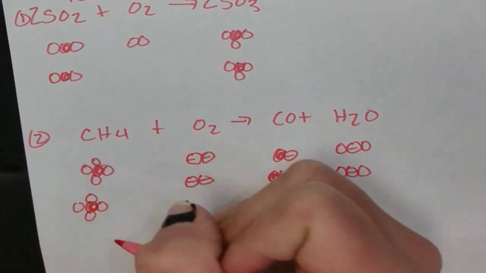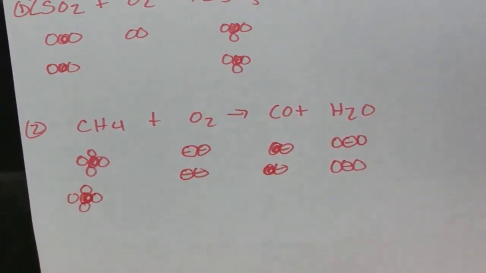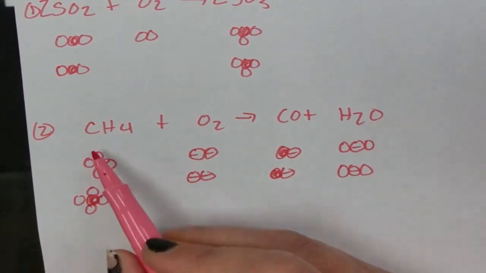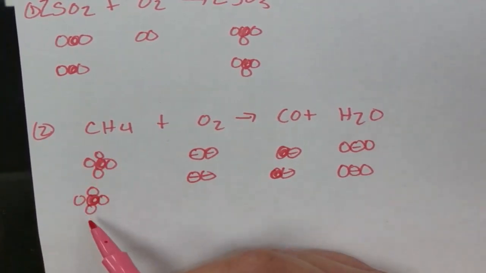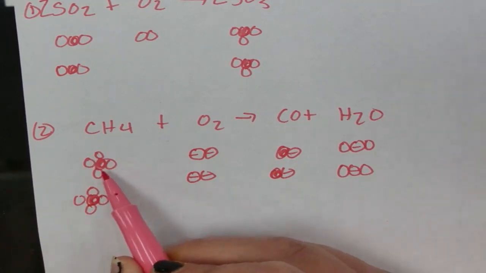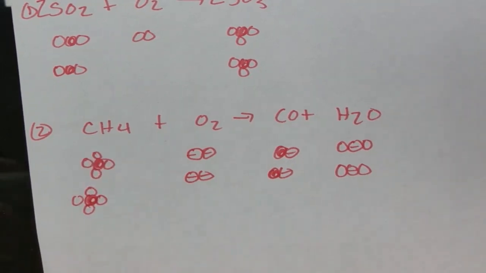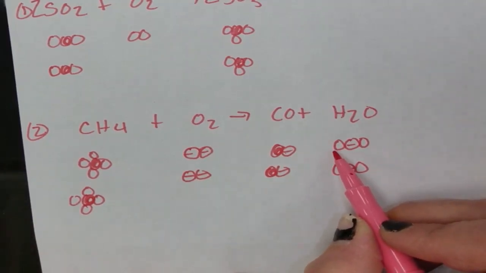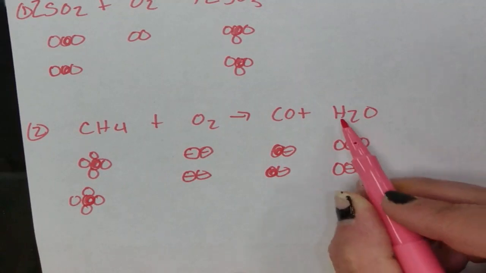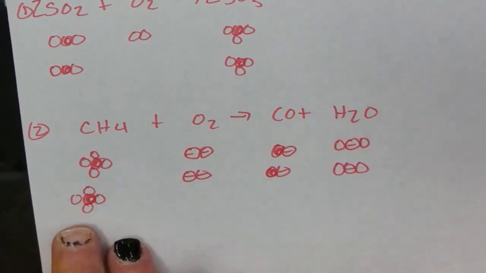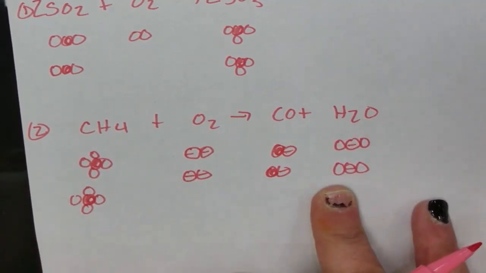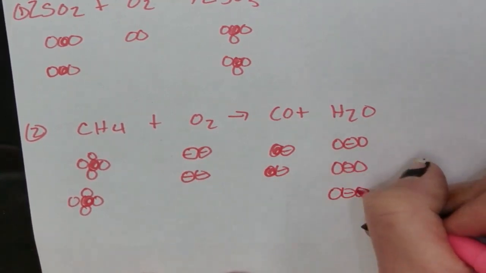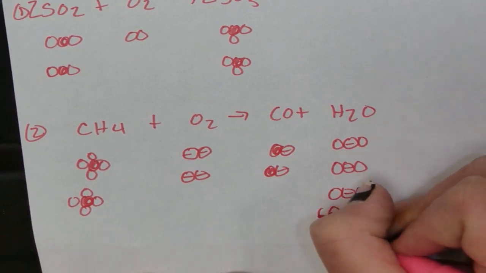So drawing with particle diagrams and balancing is kind of an art, all right? And we just work back and forth till we get it to work. So now what do I have? Now I have 1, 2, 3, 4, 5, 6, 7, 8 hydrogens. And on my product side, I have 1, 2, 3, 4. I need an additional 4 hydrogens because I have 8 as a reactant and 4 as a product. So I'm going to have to add 2 more waters.